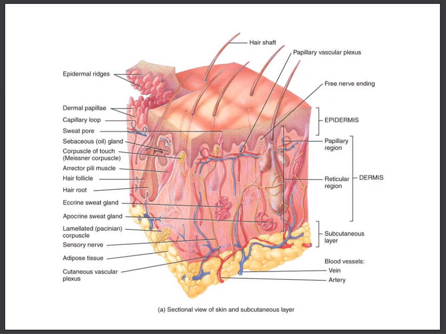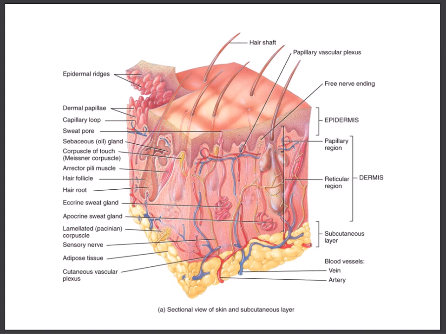Here's what they look like in the Tortora book. Again, you can see this downward projection here, this downward projection here, this downward projection. These epidermal ridges actually form in our palms, our fingerprints, right? These epidermal ridges are all over the body in the skin, but they're deeper in the hands, and that's one of the reasons we can have fingerprints.